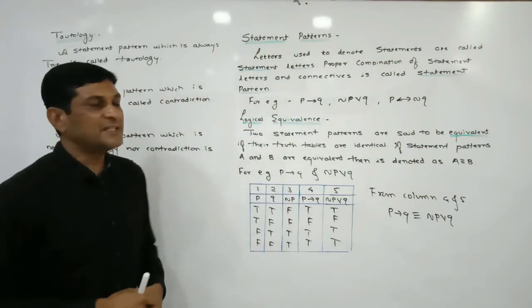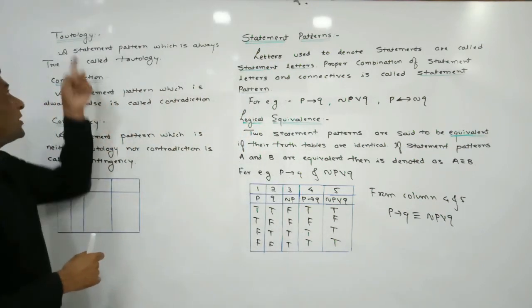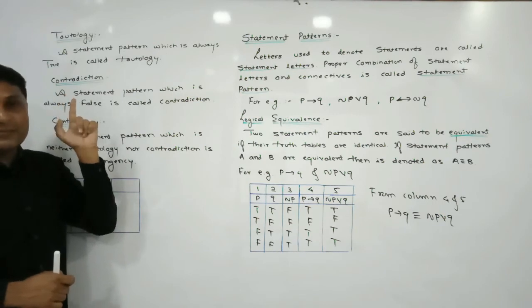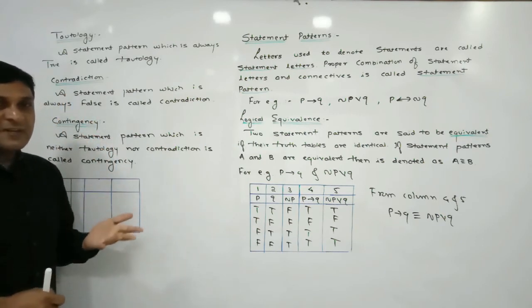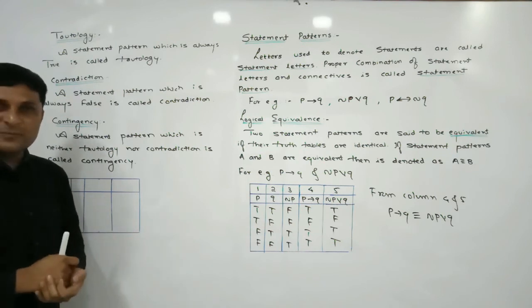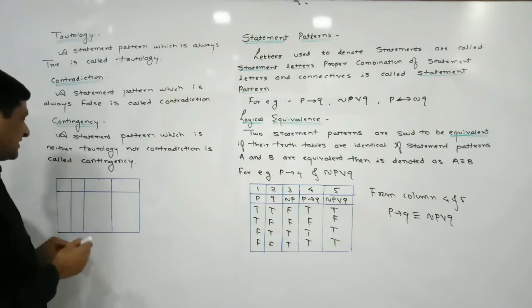Now let us see when a statement pattern is called what? Tautology. A statement pattern is called a tautology if it is always true. If it is always true, at that time we can say that the statement is what? Tautology. Let us consider one example.